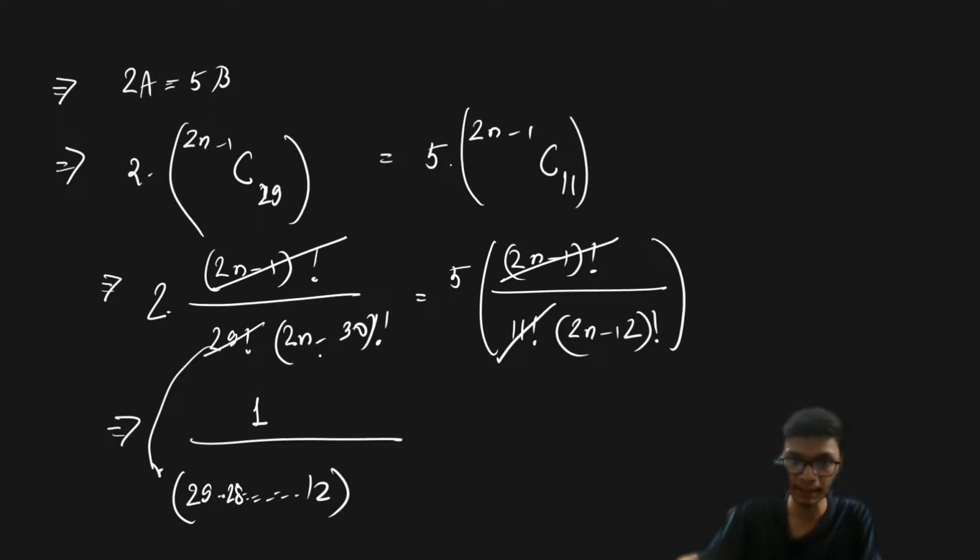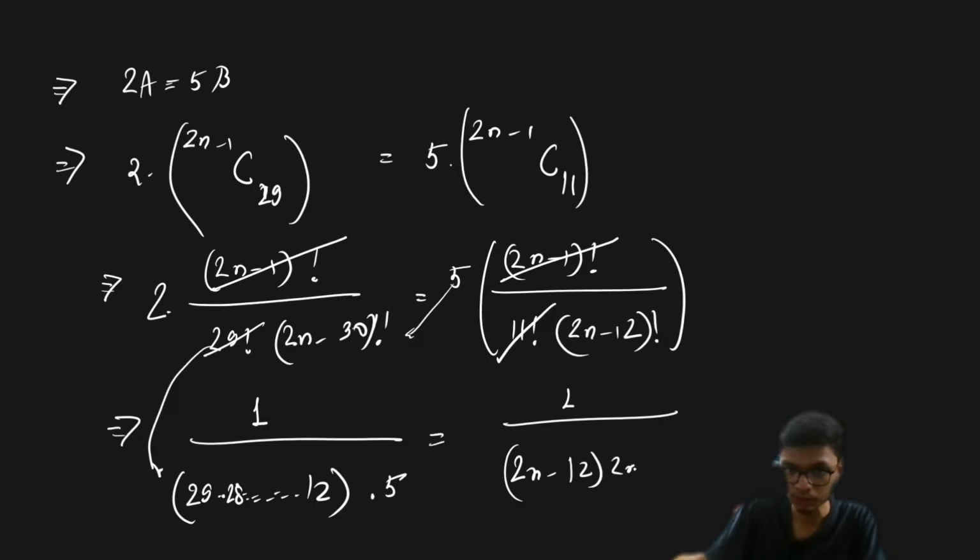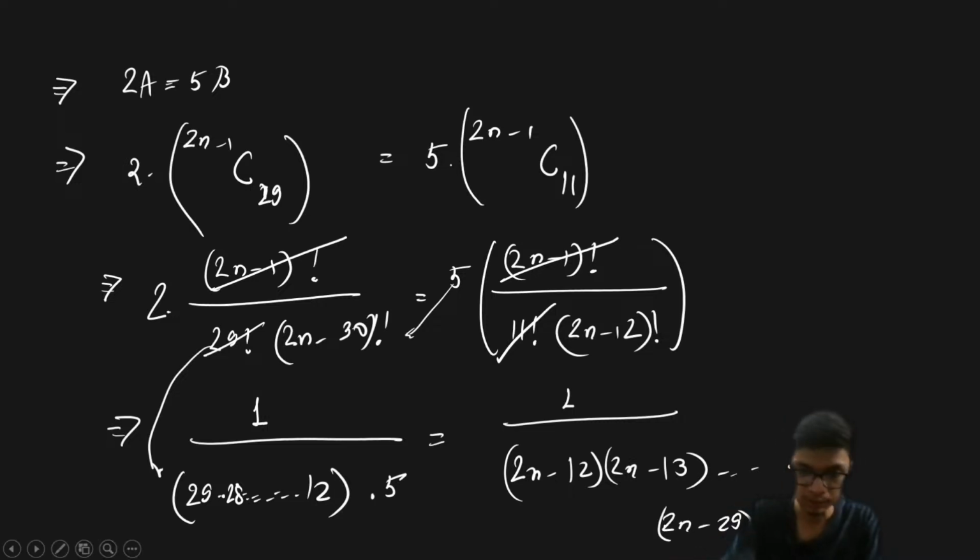Similarly, this particular part I can cancel out with this particular part, and I will be left with this. I will multiply with 5 over here, and this is going to be 1 upon, and this part will be left as 2n minus 12, 2n minus 13, and so on up to 2n minus 29. That is what we are left with, right? And then this particular 2, I'm taking it over here and writing it 2, right? I hope this is clear to all of you.